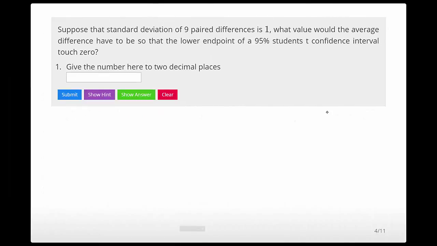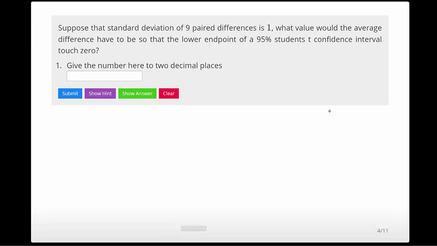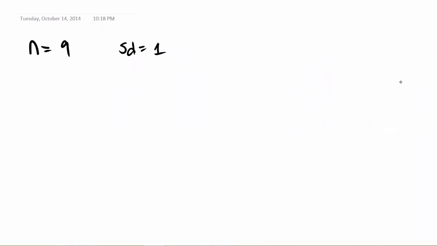Suppose that the standard deviation of 9 paired differences is 1. What would the average difference have to be so that the lower endpoint of a 95% Student's t-confidence interval touches 0? So in this case, I just wrote out n is 9, standard deviation is 1, and they're paired differences. What that means is we had pairs of measurements, like a baseline and a follow-up measurement, and we subtracted them. That's what we do when we have paired differences.